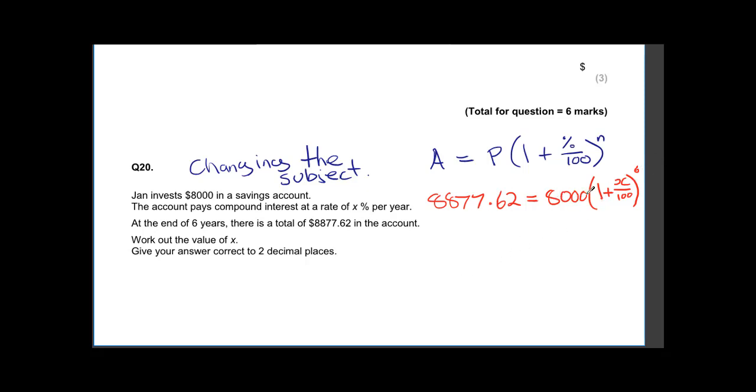Alright, divide. Again, here's the x. I'm focused on this. Get rid of the thing furthest away. 8,000. So that implies 8877.62 over 8,000 equals 1 plus x over 100. And you know why, in the last video, you would multiply this by 8,000, which is totally wrong.